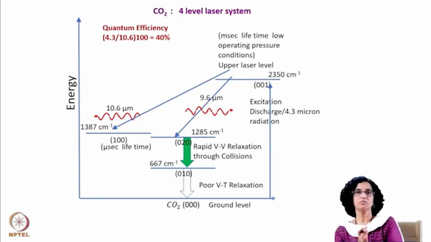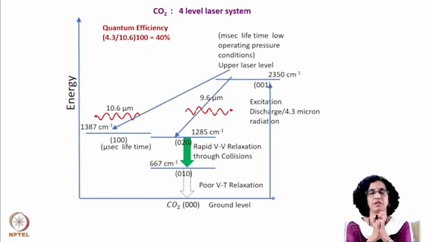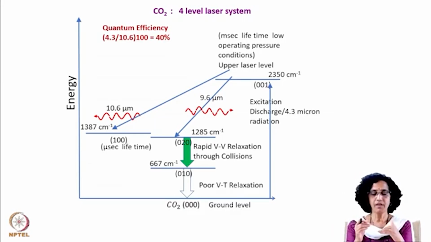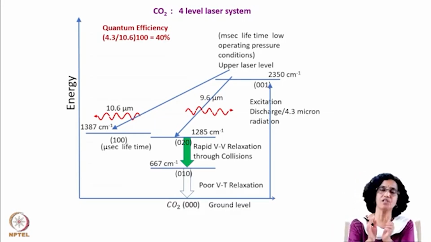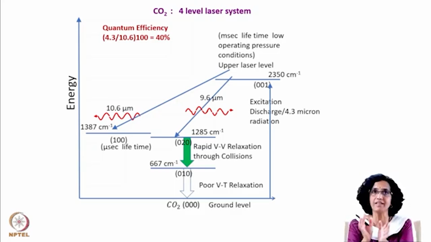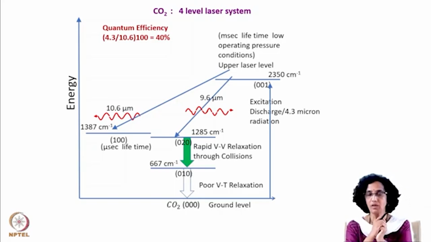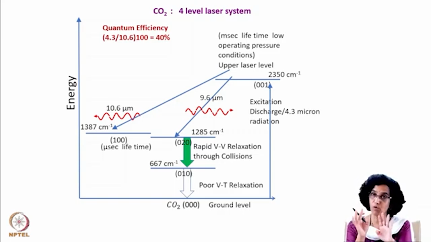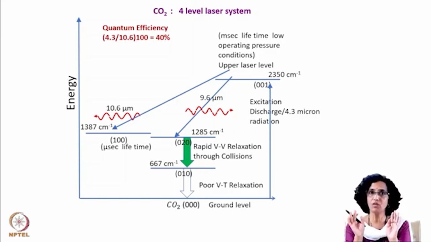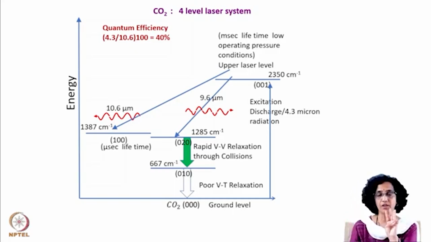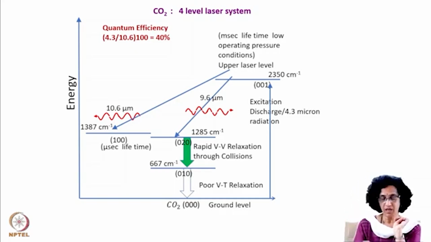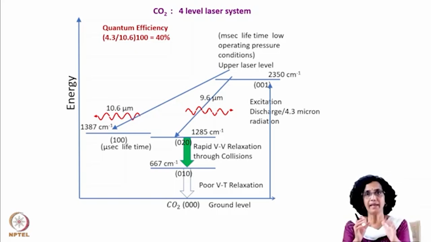So now, having understood the various vibrational levels of a CO2 molecule, we now come to the operation of a CO2 laser. Now, as we have seen, it has four modes of vibration, of which two are degenerate. So, in all, we consider three vibrational modes. All these three play their part in making a CO2 laser.